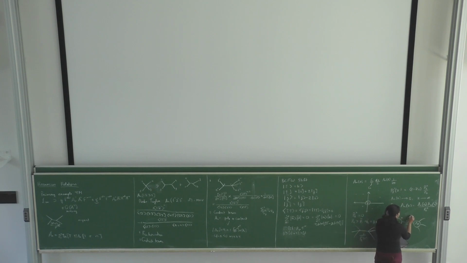Right? So I'm looking at the factorization channel where this has gone on shell. Right? And that happens when z equals zi, which is why I'm looking at the residue of this shifted amplitude at z equals zi. And when this happens, I know that the amplitude is going to factorize into the product of two amplitudes. And I'm calling those lower point amplitudes a left and a right.